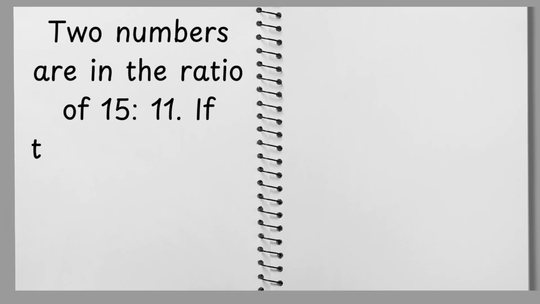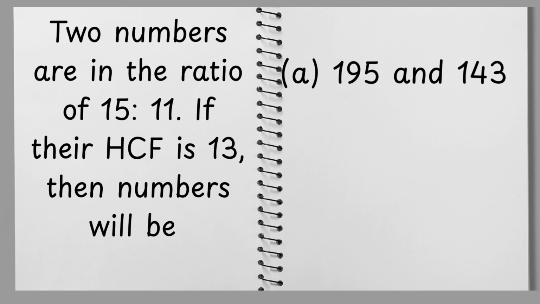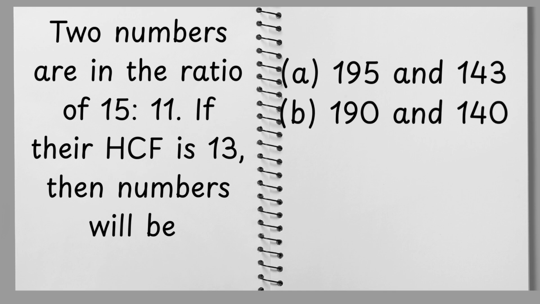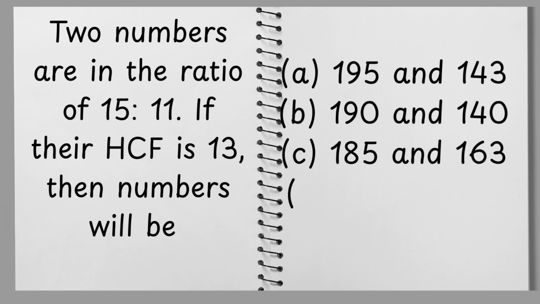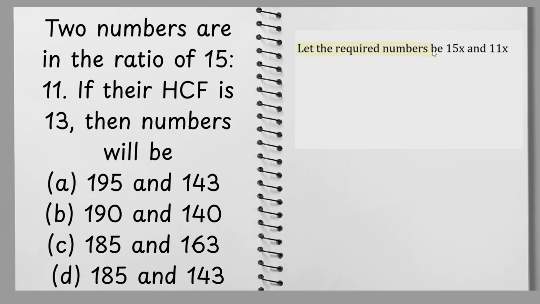Two numbers are in the ratio of 15:11. If their HCF is 13, then the numbers will be: A 195 and 143, B 190 and 140, C 185 and 163, D 185 and 143. So let the required numbers be 15x and 11x. And why so? Because the numbers were given in the ratio 15:11. Now what you can observe is that 15 and 11 are coprime. Therefore, we can say that x is the highest common factor.